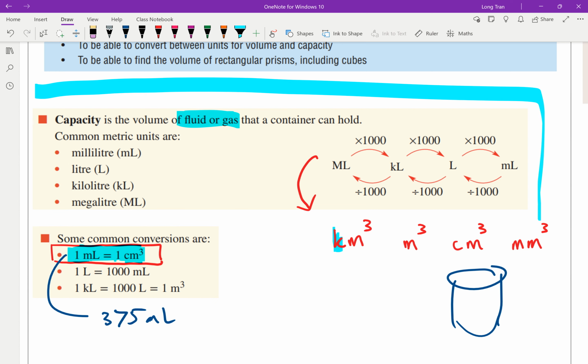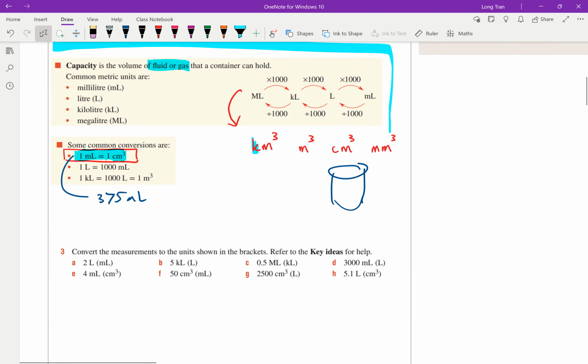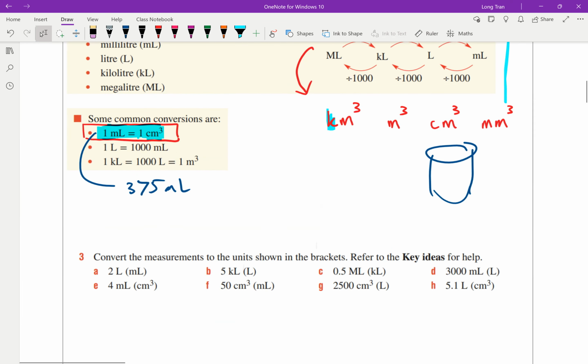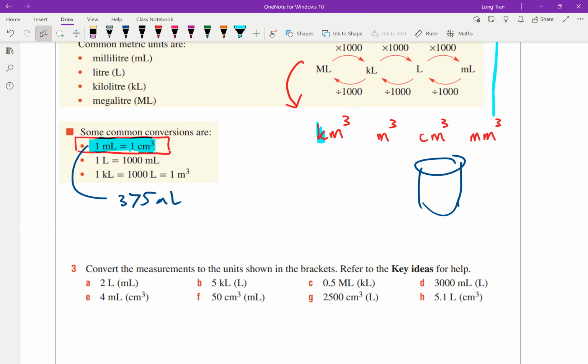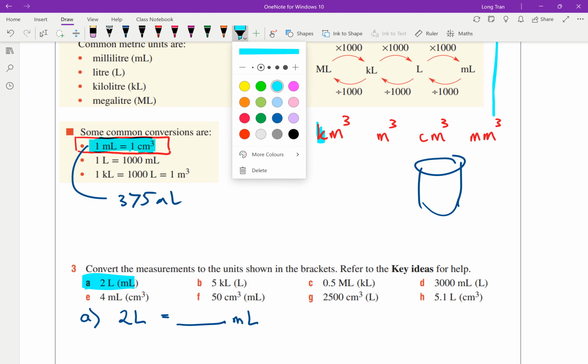All right, now let's do a practice question. How do we convert these? You've got your chart right there, and in your notes you should have the chart here as well. Let's do the first one. A, you have 2 liters, and you want to convert this into milliliters. Let's have a look. You've got 2 liters, so you're in the liter section, and you want to move it to milliliters. Based on that chart, what do you have to do?